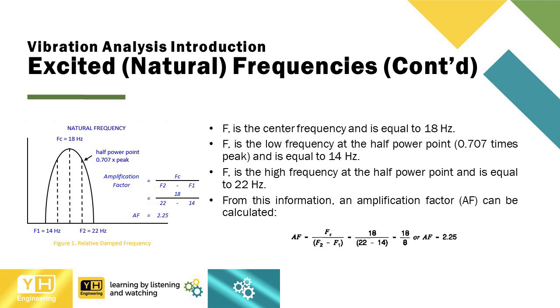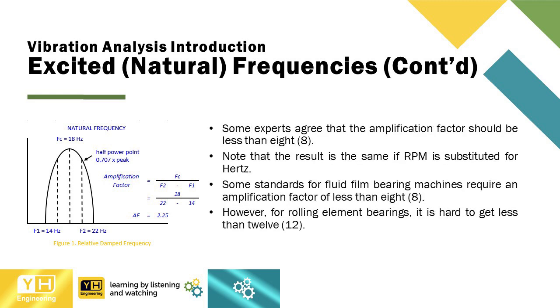Amplification factor equals the center frequency divided by F2 minus F1, which equals 18 divided by 22 minus 14, which equals 18 divided by 8, or amplification factor equals 2.25. Some experts agree that the amplification factor should be less than 8. Note that the result is the same if RPM is substituted for Hertz. Some standards for fluid film-bearing machines require an amplification factor of less than 8. However, for rolling element bearings, it is hard to get less than 12.